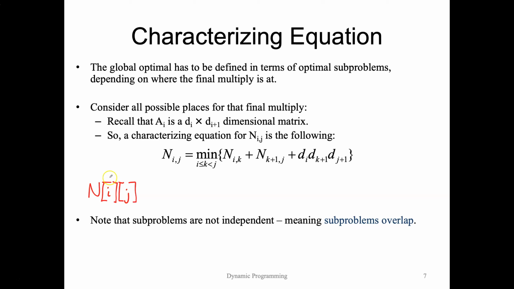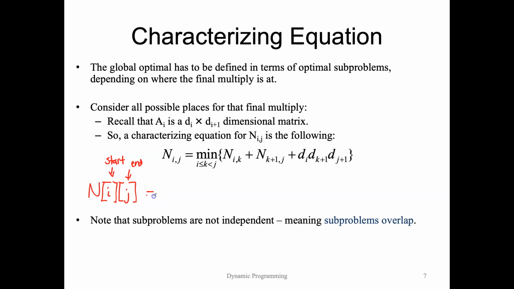That's the minimum number of scalar operations it takes to multiply, starting with A sub i and going all the way up until and including matrix A sub j. So we're always going to have i less than or equal to j. Starting with A sub i going all the way up until A sub j, how many scalar operations are required minimally? What can we do this in?